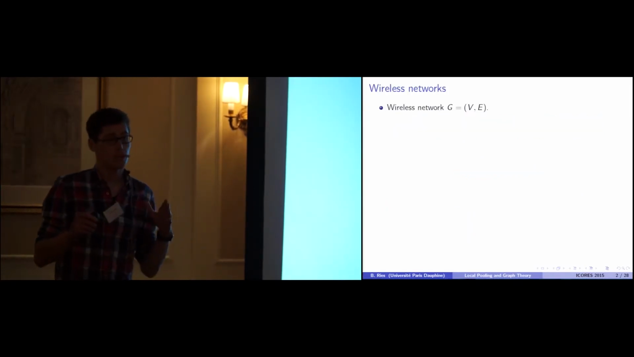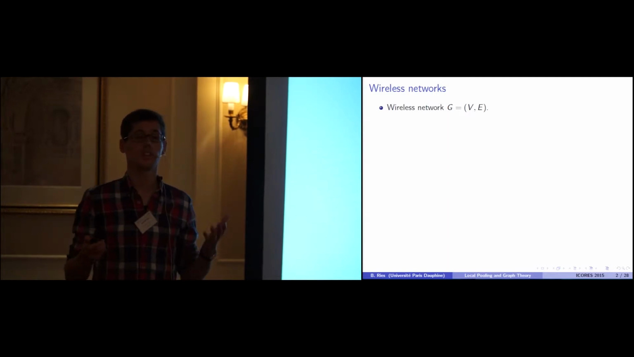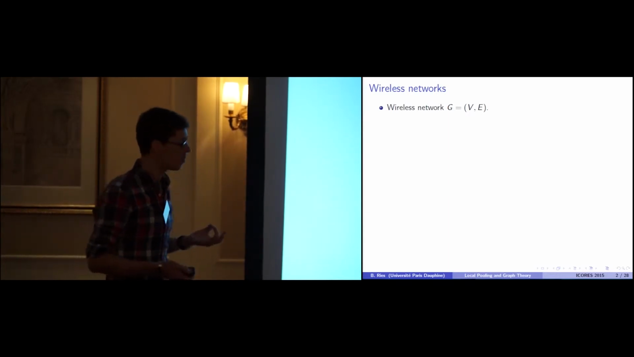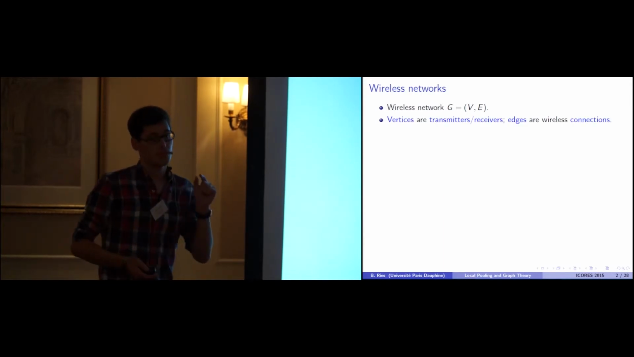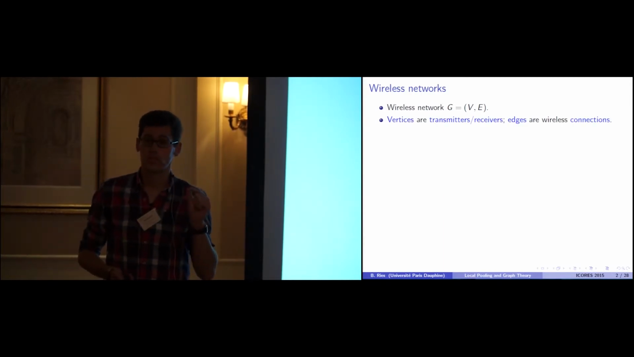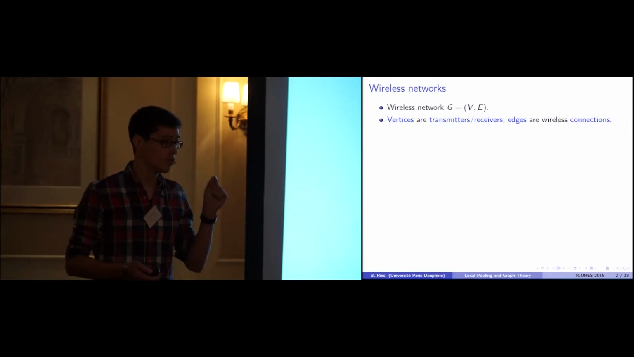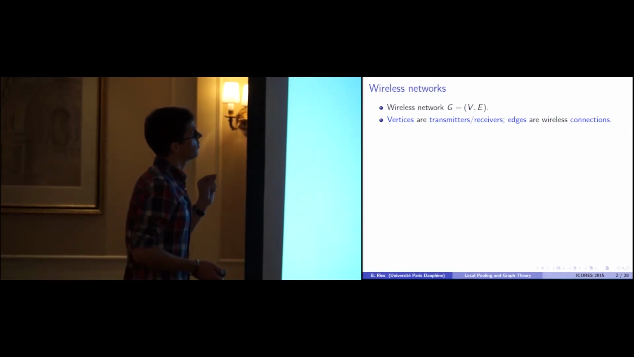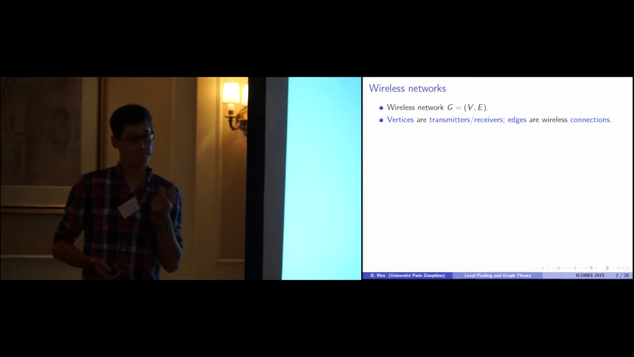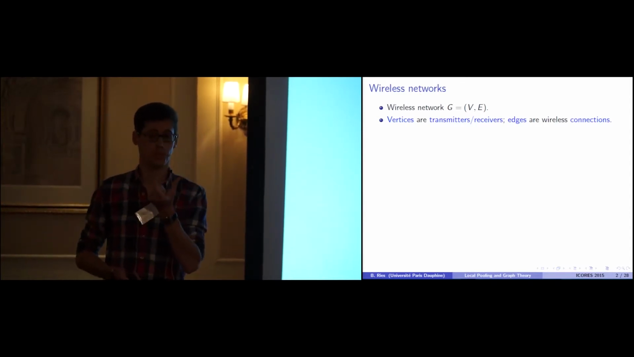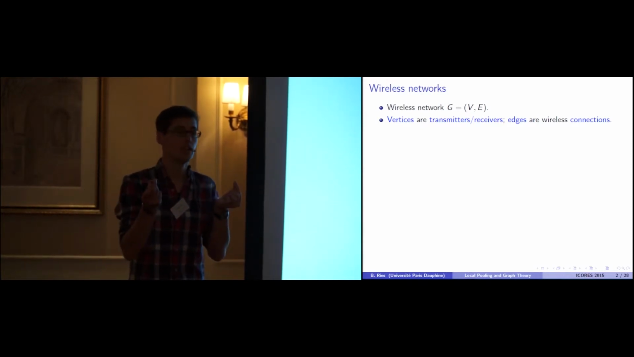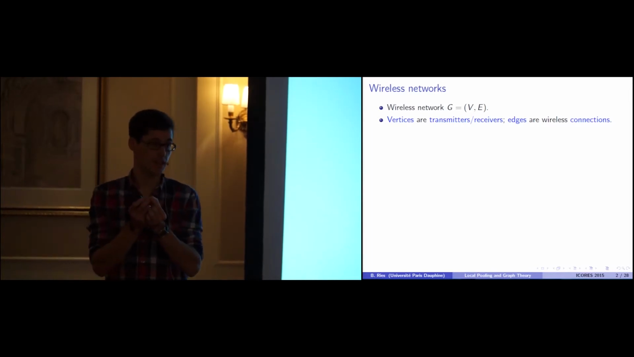So suppose you have a wireless network. A wireless network is just an undirected graph with a vertex set V and an edge set E. The vertices represent the transmitters or the receivers, or the computers or users if you want. And the edges represent wireless connections. In other words, if you have an edge between two vertices U and V, it means that the two users, U and V, can transmit information from one to the other via that connection.